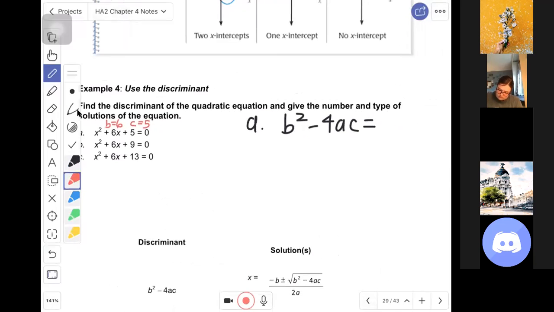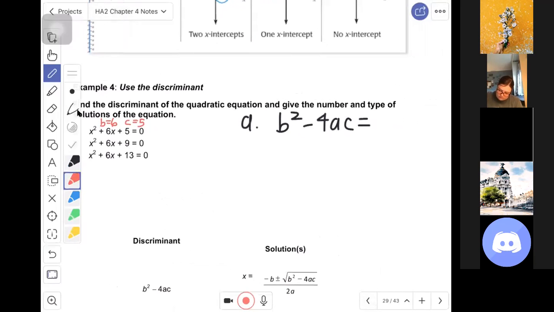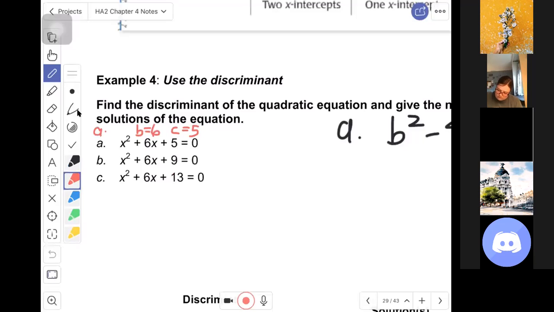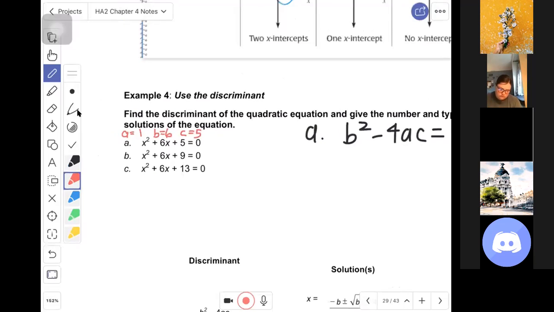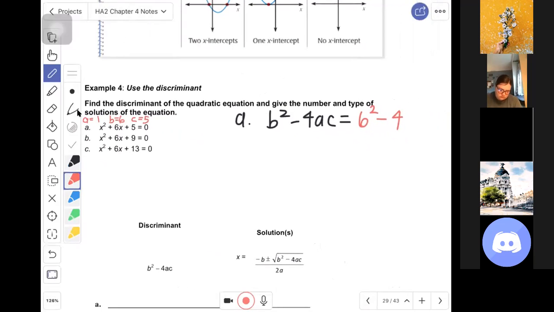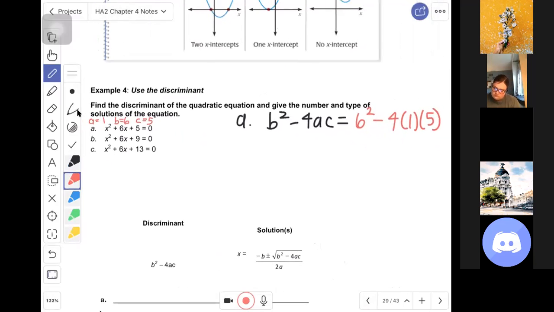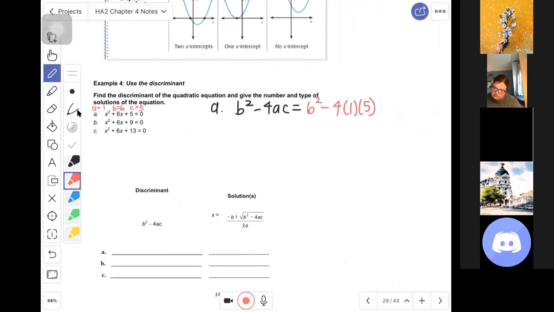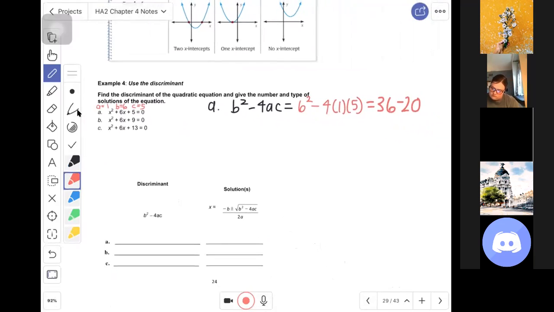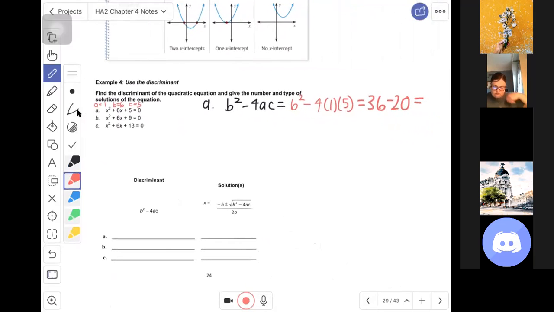So now we are going to take that b squared. We said b was 6, so we have 6 squared minus 4. I forgot about A. Ella, what's our A here? 1. Yeah, good. Minus 4ac. 6 squared gives us 36. Minus 4 times 1 times 5 gives us negative 20. So we end up getting 16.